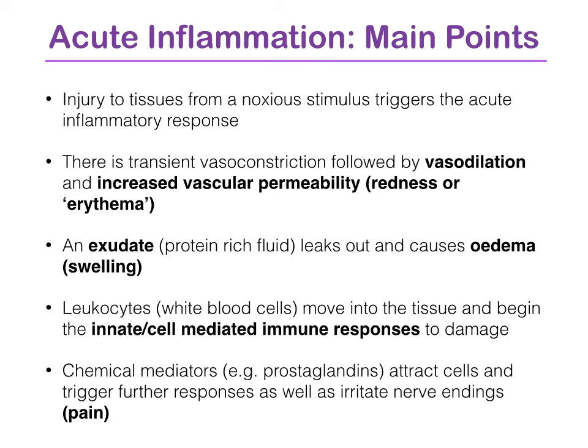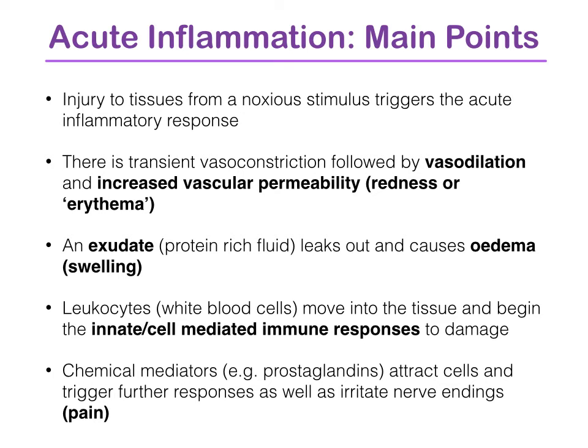listed here, and basically its response to noxious stimuli is short-lived. There's a transient vasoconstriction followed by vasodilatation and increased vascular permeability, so you get that redness or erythema, posh name for it. An exudate, which is a protein-rich fluid, leaks out and causes edema or swelling, and leukocytes, white blood cells, move into the tissue and begin the innate cell-mediated immune responses. Chemical mediators attract the cells, trigger further responses, irritate nerve endings, and you get pain as a result of that.